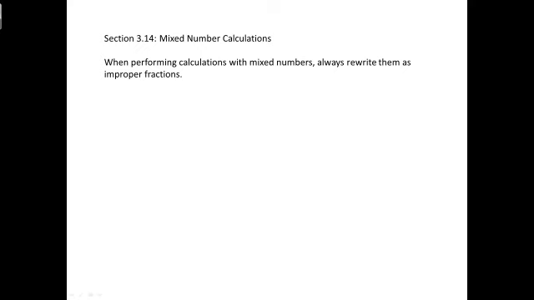Section 3.14, Mixed Number Calculations. When performing calculations with mixed numbers, always rewrite them as improper fractions. Example, compute 3 2/3 plus 1 4/5. 3 2/3 is the same thing as 11/3, and 1 4/5 is the same as 9/5.